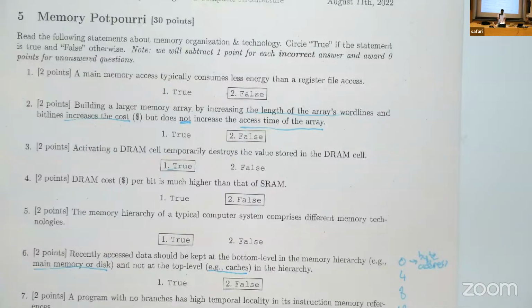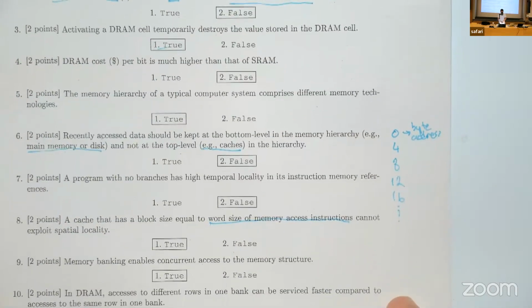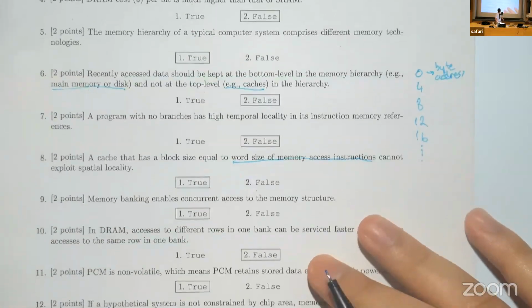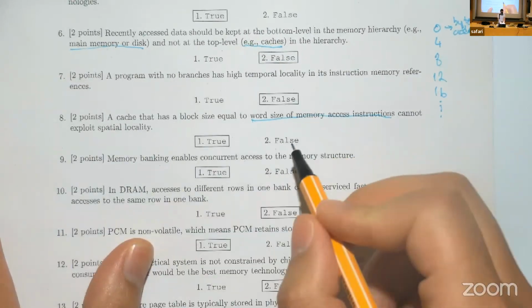And then the next one is: a cache that has a block size equal to the word size of memory access instructions cannot exploit spatial locality. Okay, it's not visible now.